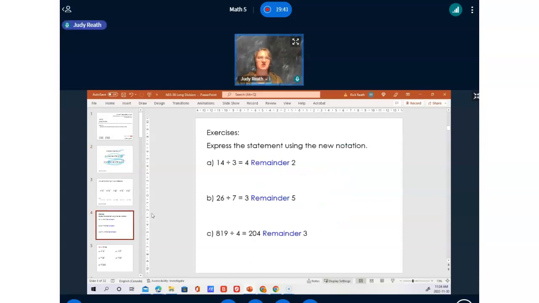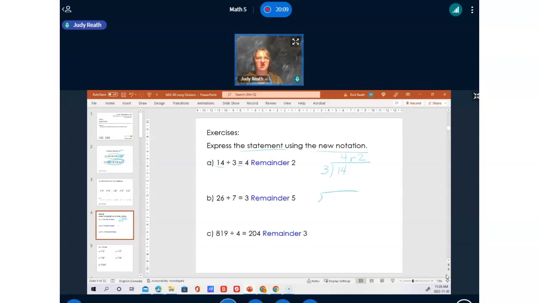All right, so looking at this one, if we want to express this statement or the equation, because it has an equal sign, so it's an equation, in the new notation, that just means using this frame. So we would say 14 divided by 3 gives us 4 with a remainder of 2. That's all they're asking us to do here.